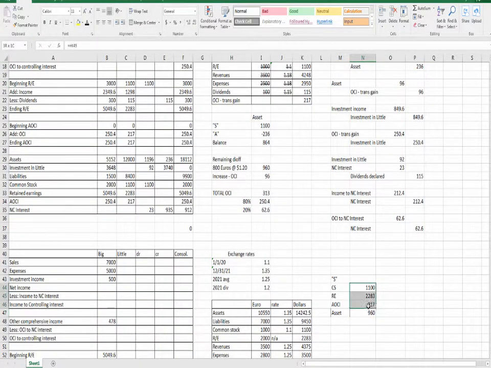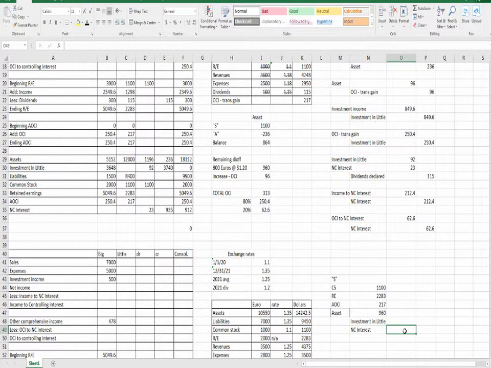This total, whatever this is going to be, split 80-20 between the investment in Little and the non-controlling interest. So the parent is going to get 80% of that plus that plus that plus that. And the non-controlling interest is going to get 20% of that. Okay, A for amortization.